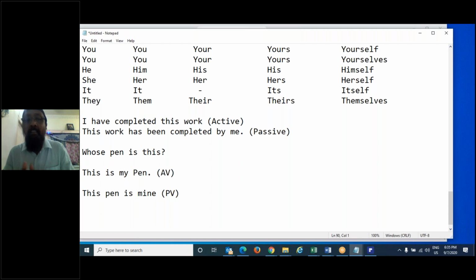Now, very quickly, I have a question. I want some of you to put your responses either verbally by audio or by typing. What is the difference between it's and its? Who will help me to understand this? The difference between it's and its.